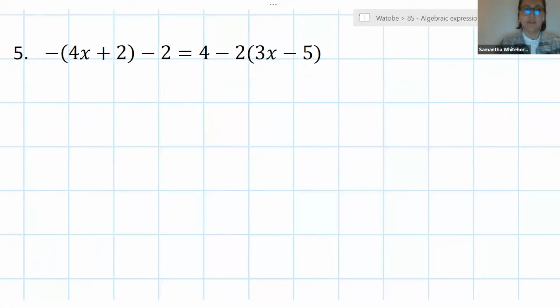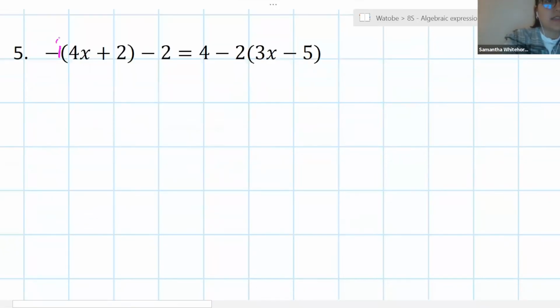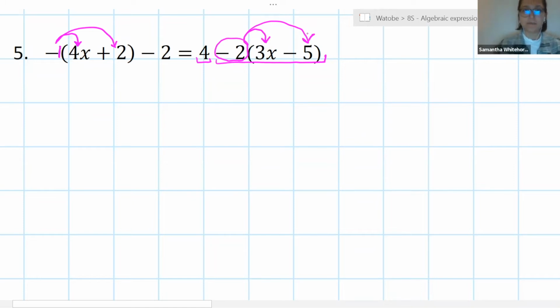So question 5 is minus. Now again, when we just see that minus just chilling in front of a bracket, we need to remember there's a ghost 1. So when I distribute, I'm actually multiplying a -1 into the bracket. So I've got minus 4x plus 2 minus 2 is equal to 4 minus 2x times 3x minus 5. And remember, on the right, this 4 and this minus 2 times the bracket, they're separate terms. So when I distribute, I'm actually multiplying in the -2. I don't do subtraction first. I do multiplication first.